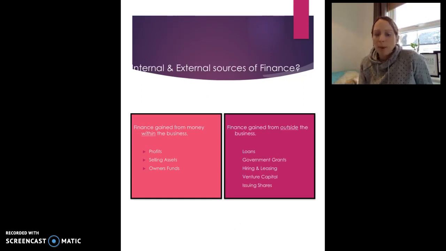So there are a couple of options. You've got internal and external sources of finance. So internally is obviously the finance gained with money from your business, so within the business. So as I said, this could be your retained profits, it could be selling of assets, so things your business already owns, or it could be through your own funds. Quite often that's not enough for a business, particularly if you have quite elaborate expansion plans. So you may need to get finance from outside the business, so external sources of finance. And these would be things like your loans, your government grants, your hiring and your leasing contracts, venture capital, or if you're going to issue shares, depending on what your ownership status is of your business.